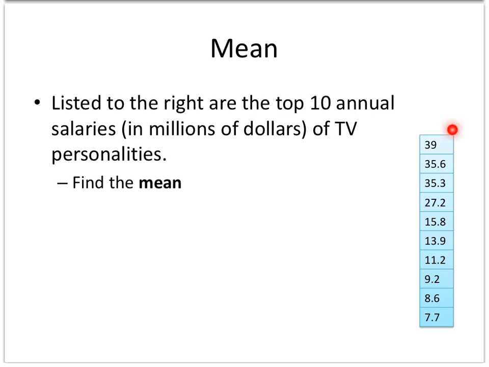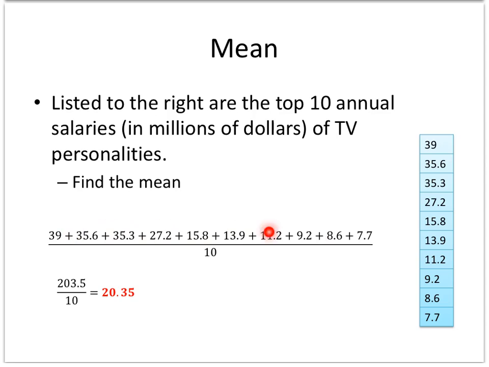Listed to the right over here are the top 10 annual salaries, in millions of dollars, of TV personalities. Find the mean. To find the mean, take all of these values and add them up first, and then divide by the number of values. So I get an average, or a mean, of about 20.35 million for the top 10 annual salary.